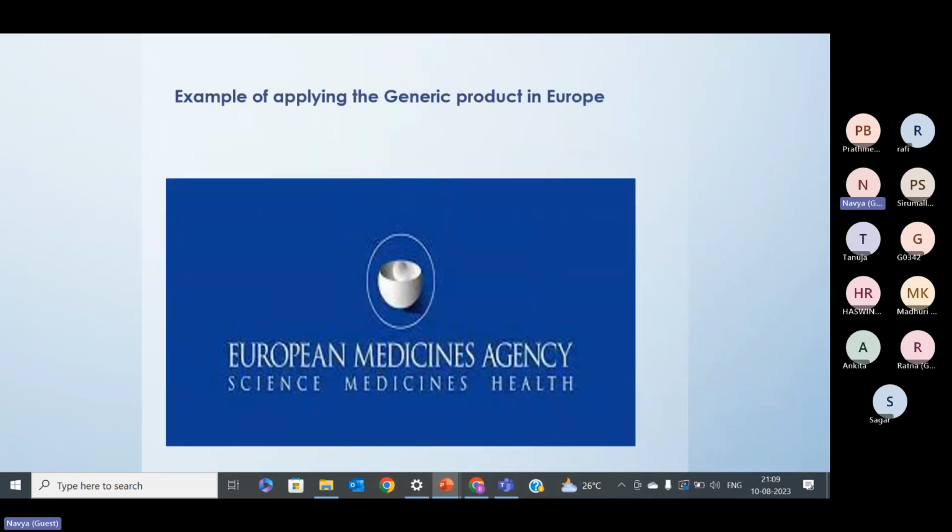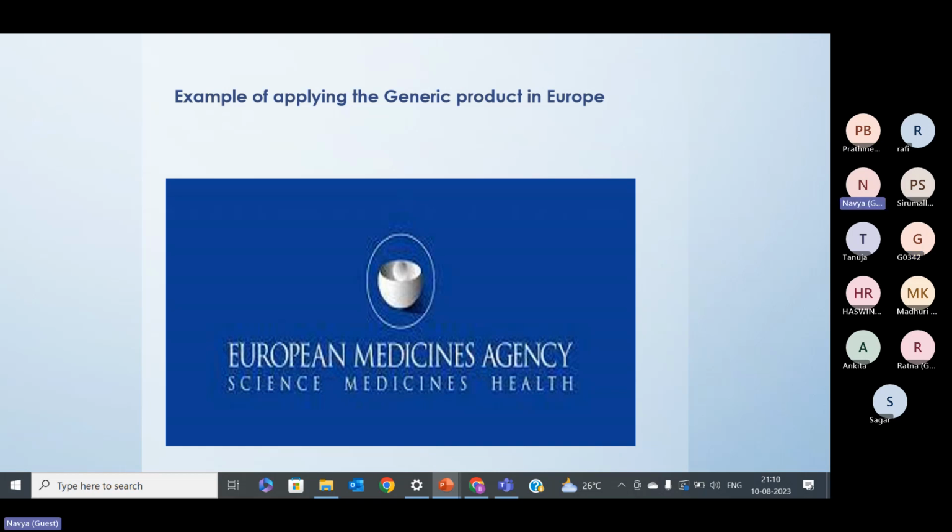Okay. Then we have, with an example of a generic product in Europe, how to register a product in Europe, which we are going to study. So, any idea what a generic product is? Can anyone tell me? A product which is equivalent in biological safety and efficacy to the innovator, the RLD product, is called a generic product.